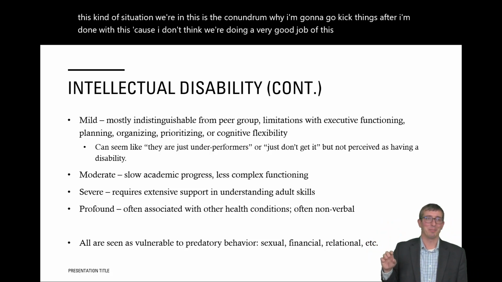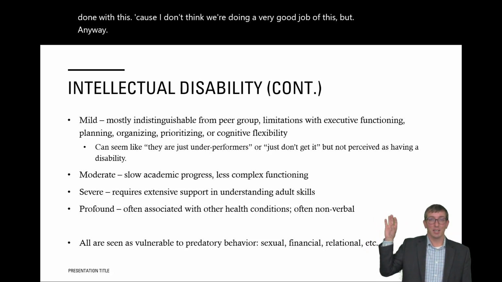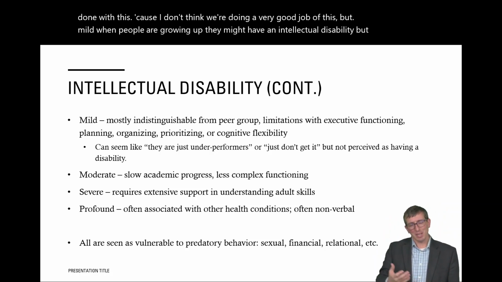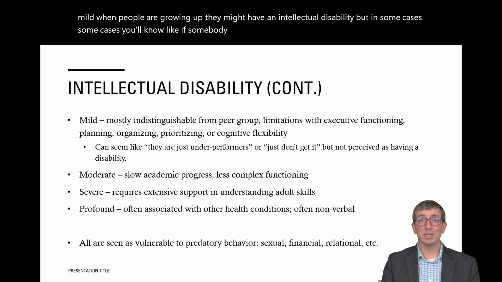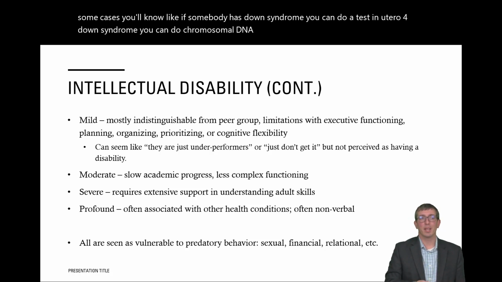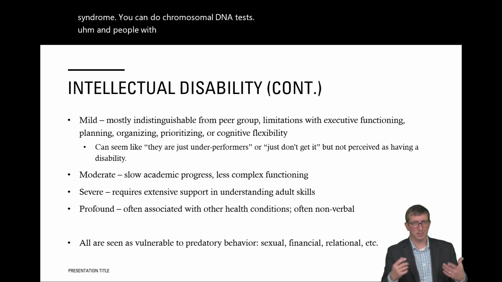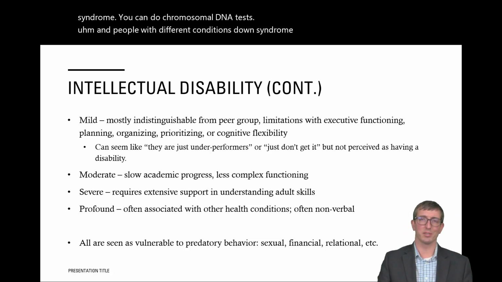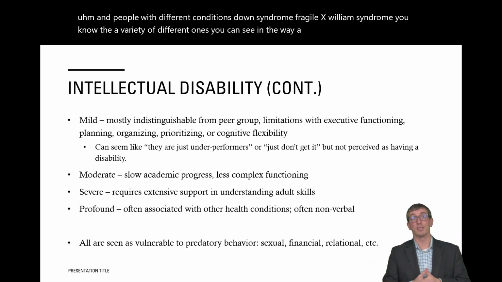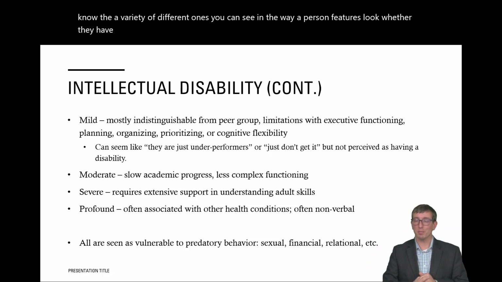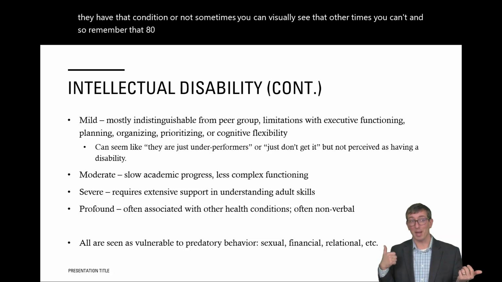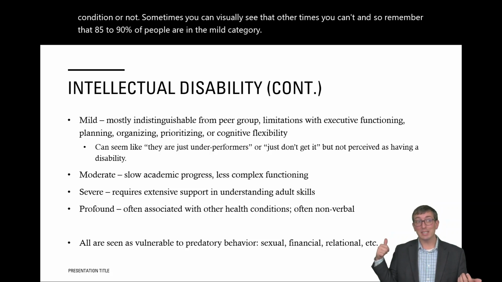But anyway, mild. When people are growing up, they might have an intellectual disability, but in some cases you'll know. If somebody has Down syndrome, you can do a test in utero for Down syndrome. You can do chromosomal DNA tests. And people with different conditions, Down syndrome, Fragile X, Williams syndrome, a variety of different ones, you can see in the way a person's features look whether they have that condition or not. Sometimes you can visually see that, other times you can't. And so remember that 85 to 90% of people are in the mild category? Many of them are indistinguishable from peers.